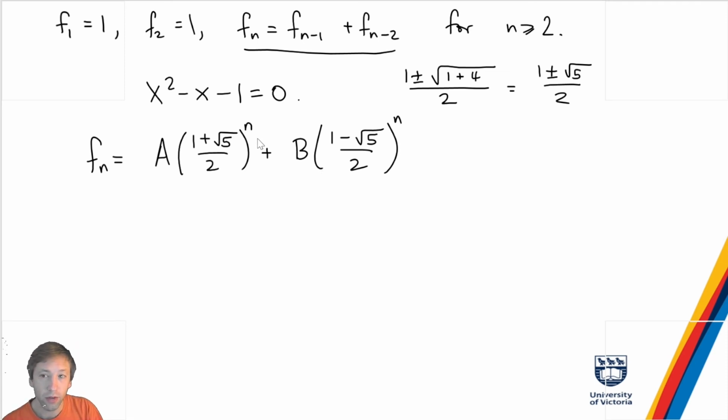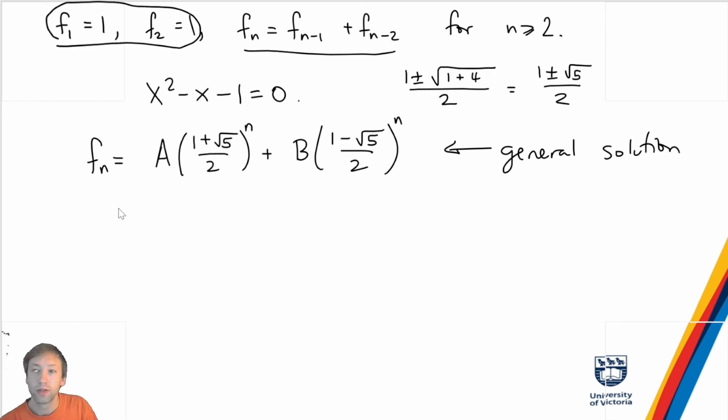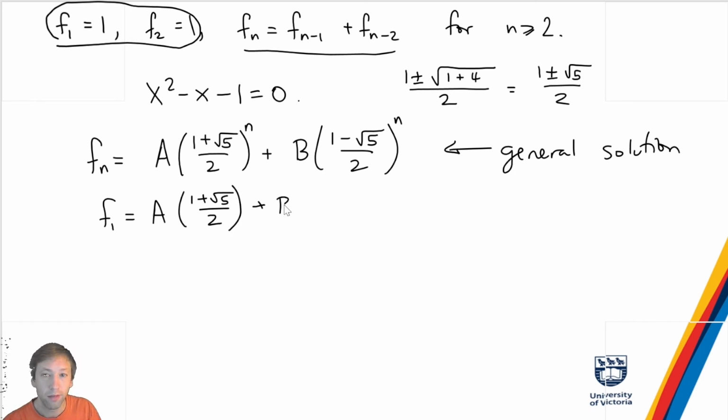Okay, so let's solve for a and b by looking at our initial conditions. By the way, this is the general solution, and now if we want the particular solution, we need to use our initial conditions. We need to remember that these initial conditions are for the case n equals 1 and n equals 2. So we have f1 is a times (1 plus root 5) over 2 to the power 1, so it's just a times (1 plus root 5) over 2 plus b times (1 minus root 5) over 2, which is equal to 1 because f1 is 1.